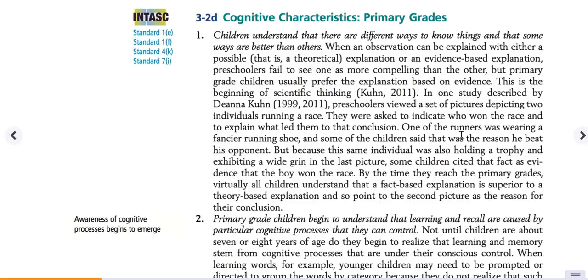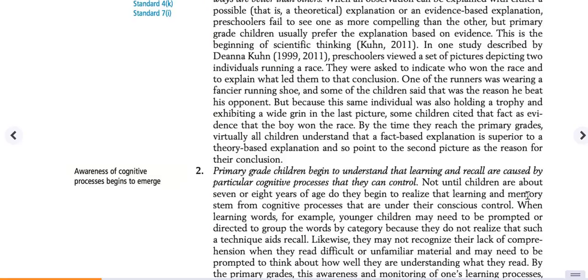Primary grade children begin to understand that learning and recall are caused by particular cognitive processes that they can control. Not until children are about 7 or 8 years of age do they begin to realize that learning and memory stem from cognitive processes that are under their conscious control. When learning words, for example, younger children may need to be prompted or directed to group the words by category because they do not realize that such a technique aids recall.